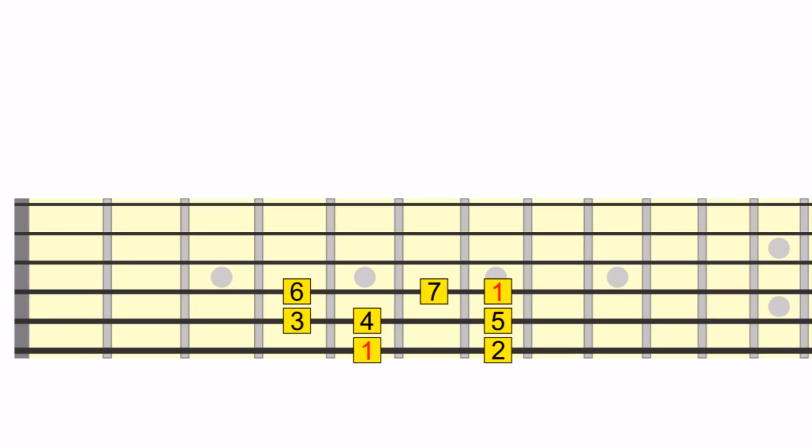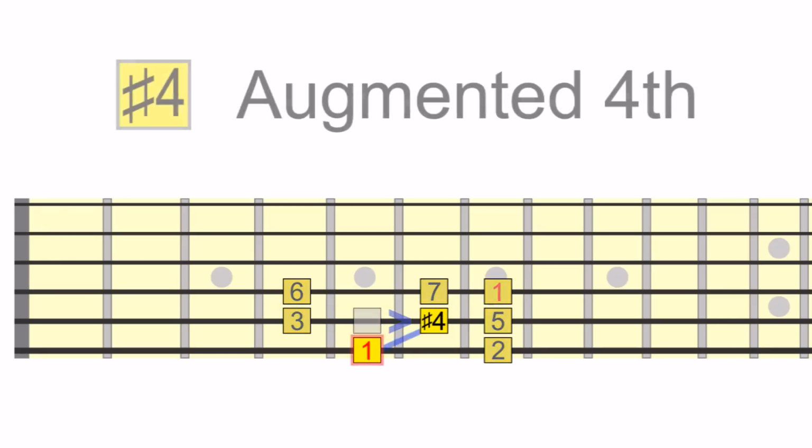Back to major. Let's now move the 4th degree. We can't move it down because the 3rd is there, so let's move it up instead. Now we have a sharp 4th, also called an augmented 4th.